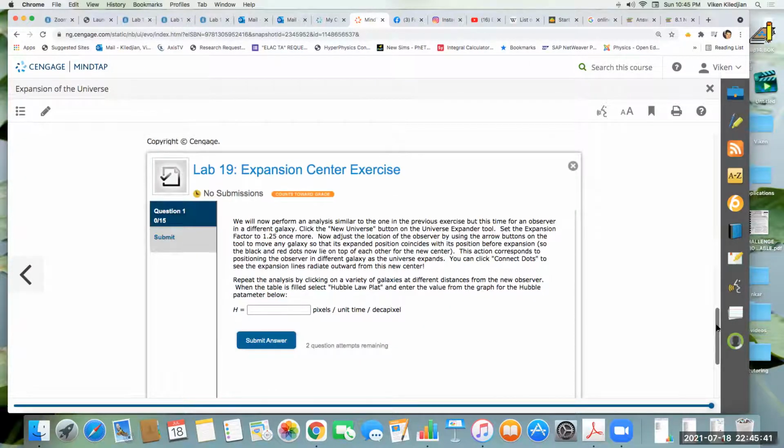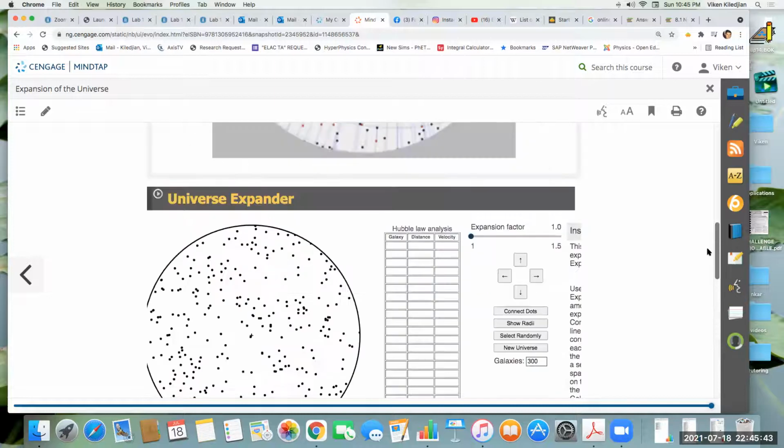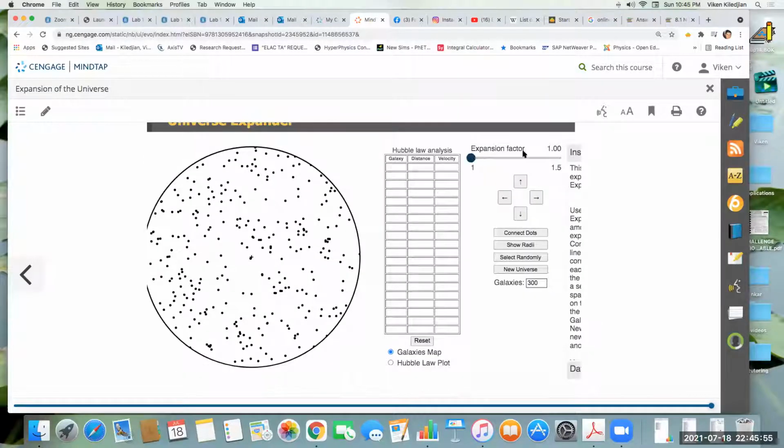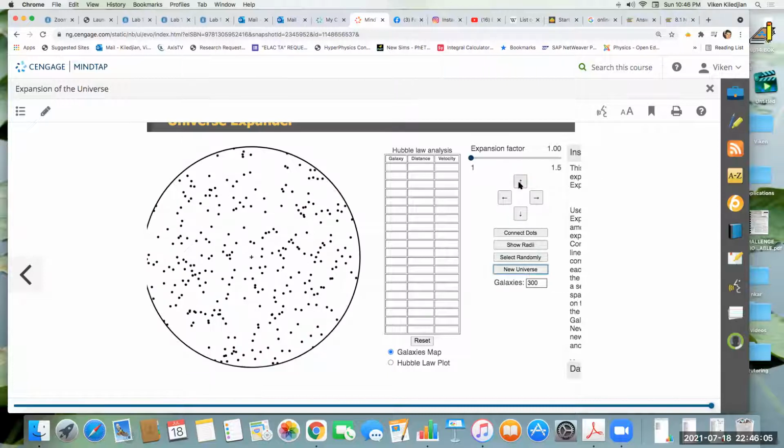Now, it might be that if we set the expansion factor to 1.25, maybe then the Hubble constant will be different. Hold on, it could be. I'm going to try it again with an expansion factor of 1.25. So now let's move the center to some other point. Okay, new universe, expansion.